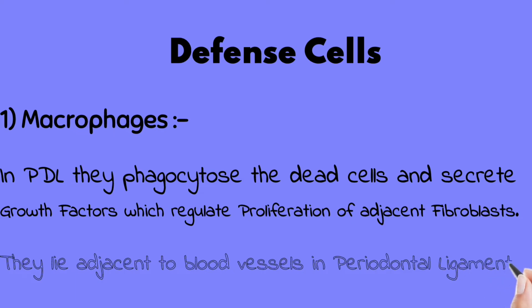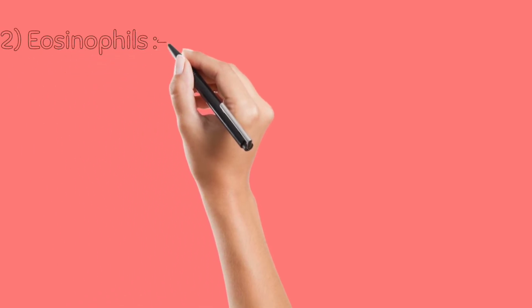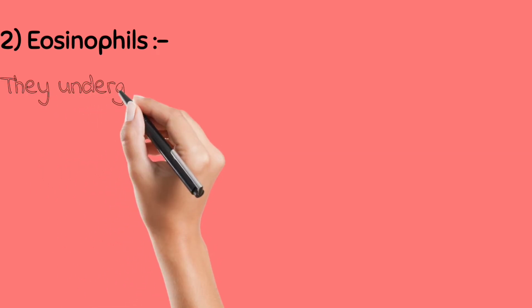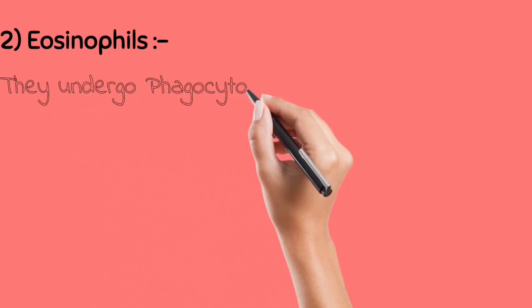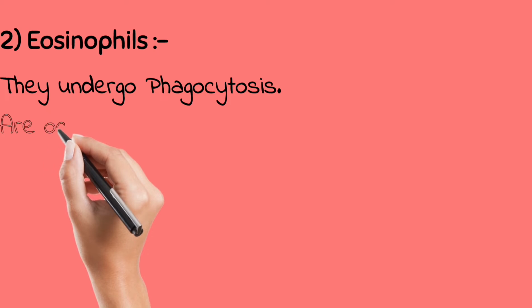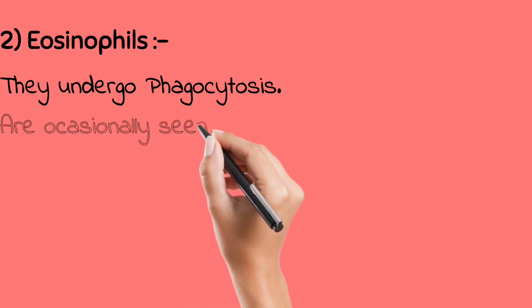Next, we have the eosinophils. What do these eosinophils do? They may undergo phagocytosis, and these eosinophils are only occasionally seen in the periodontal ligament. So these are rarely seen in the periodontal ligament.